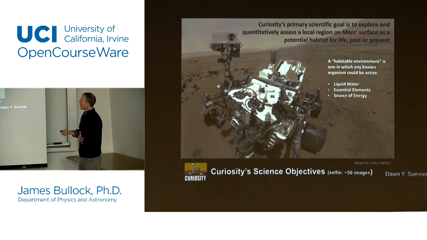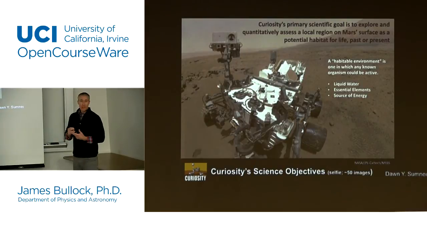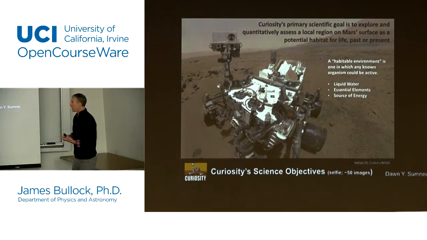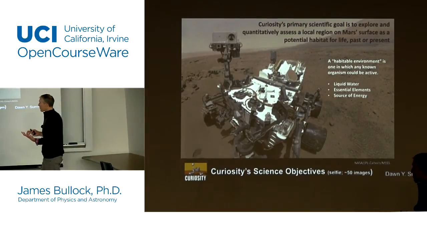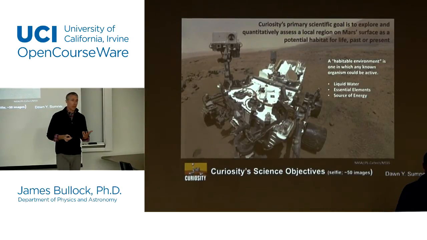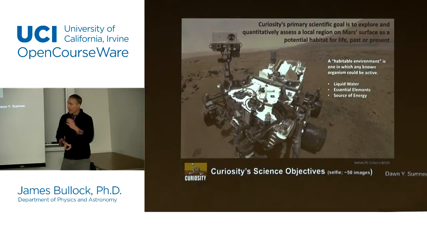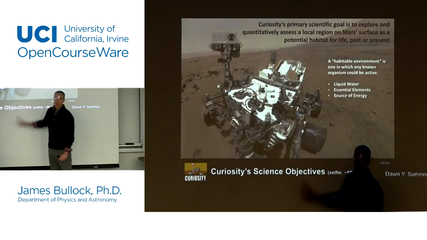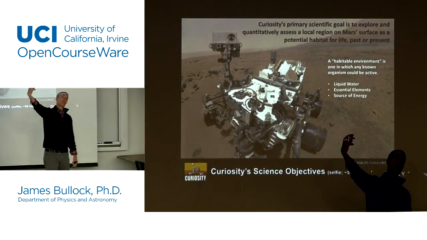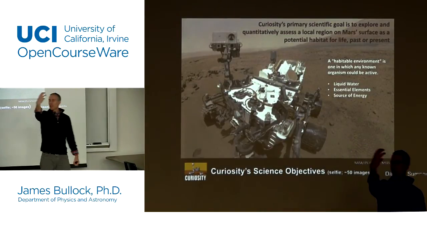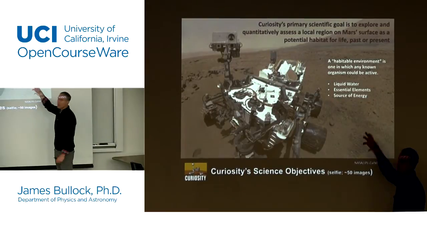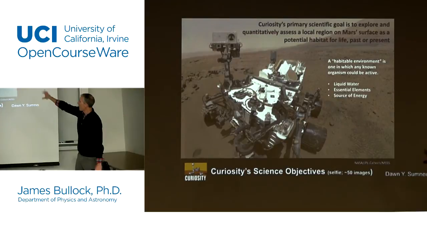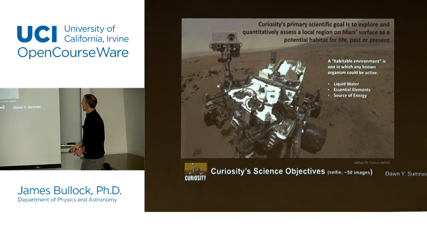They're looking for liquid water or past evidence of liquid water, essential elements, so elements that are important for life, and perhaps whether there's a source of energy on Mars that could be used for this life. This is actually a selfie taken by the rover itself. It has a little selfie stick that it stuck out and took some pictures of itself. This is actually 50 images all stitched together, and you can see what's behind it, and a little bit of itself there.